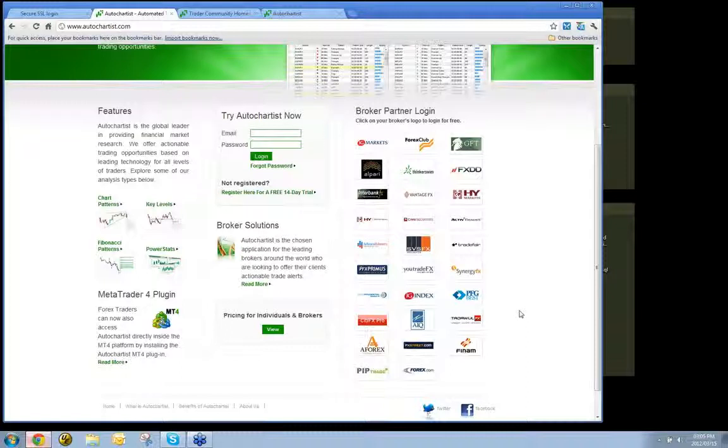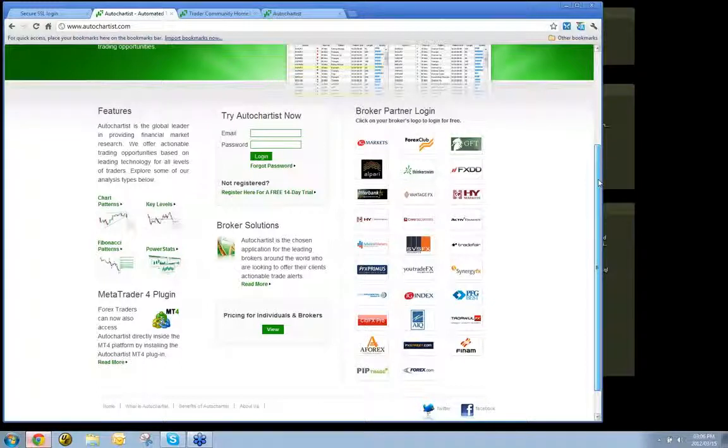Some of them access it through the website, through the Autochartist website. Some of them have it embedded directly into their platforms, and it's really a case-by-case basis. I can't tell you a formula for getting into Autochartist, but the best idea is to just go into www.autochartist.com. I'm sure you all know our homepage, and just find the logo of the broker that you work with and click on that logo, and you'll get the instructions of how to get into the platform.